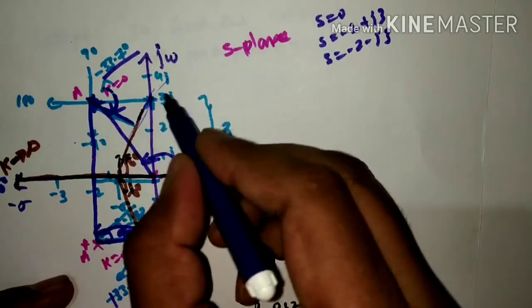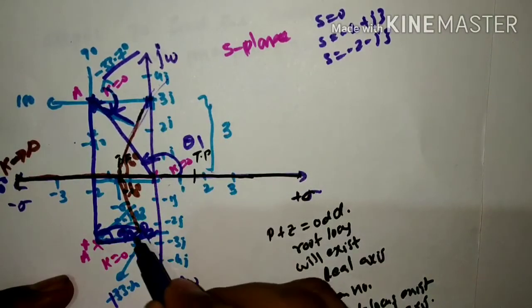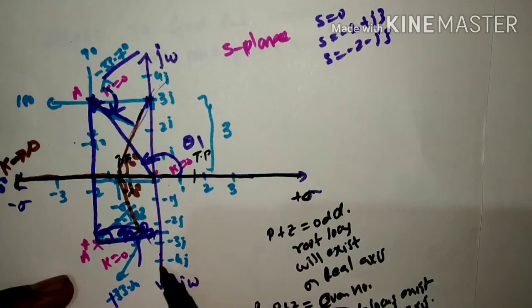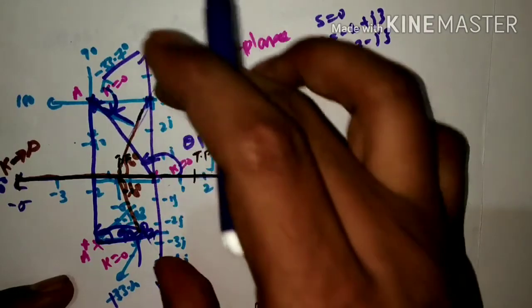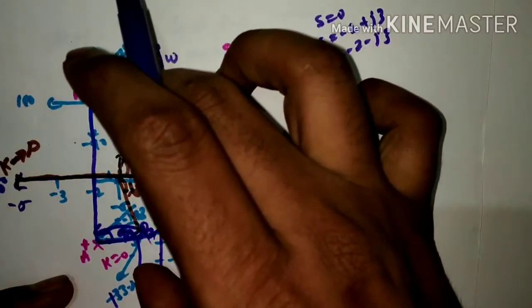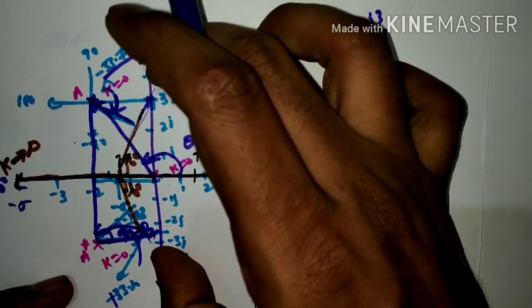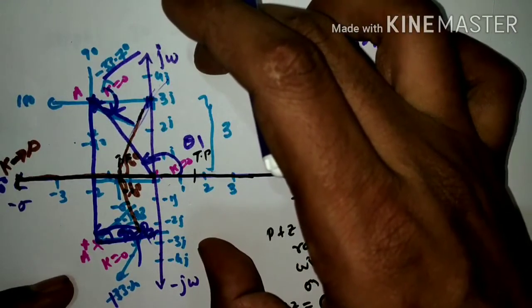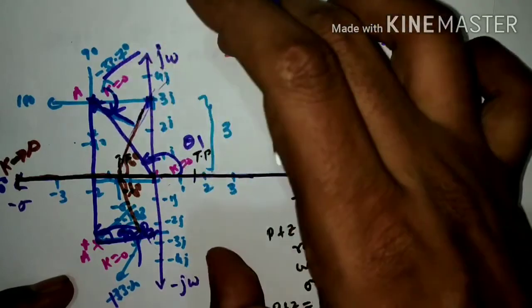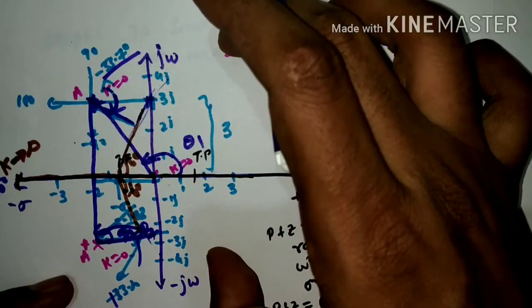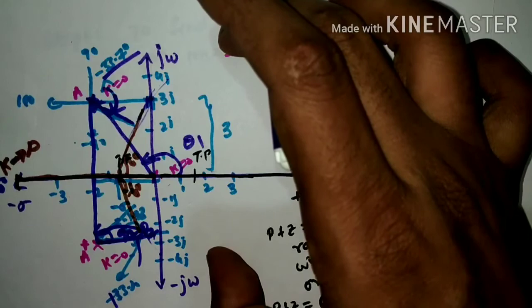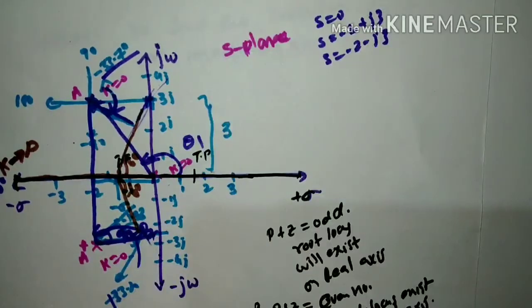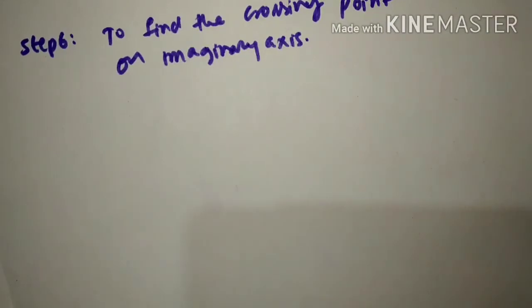If the root is somewhere here, it is stable. If the poles are moving on the imaginary axis, it becomes marginally stable. If it goes away from the imaginary axis, it becomes unstable, because the poles are moving into the right half of the S plane. So the sixth point is to find the crossing point on the imaginary axis.